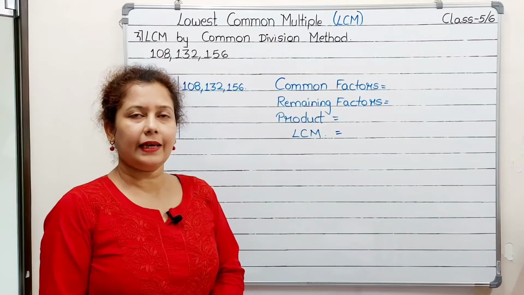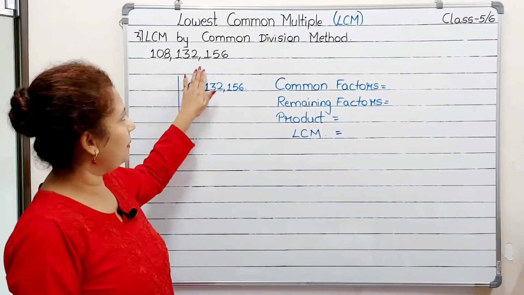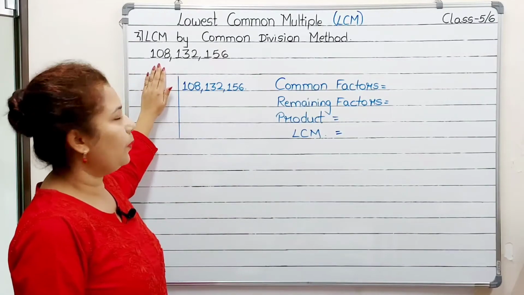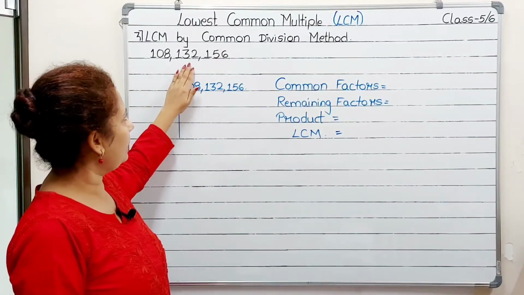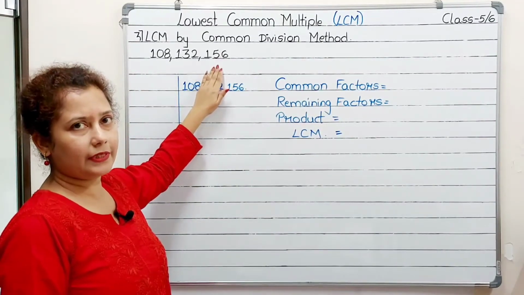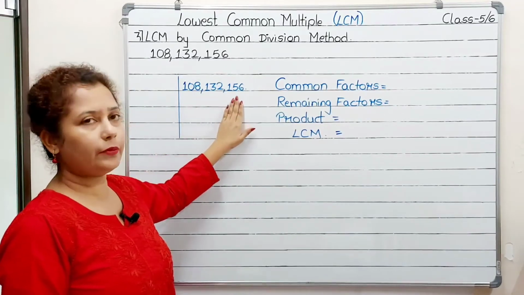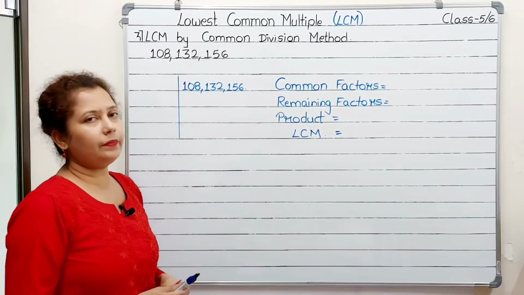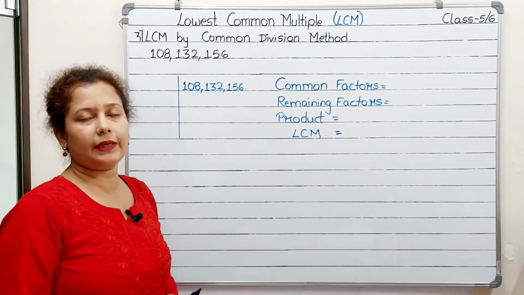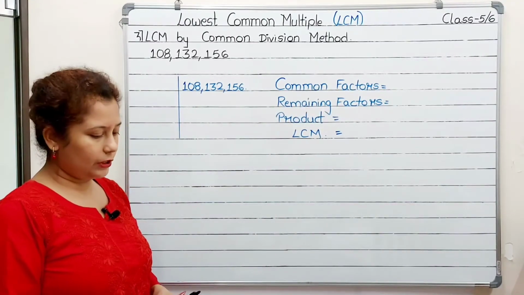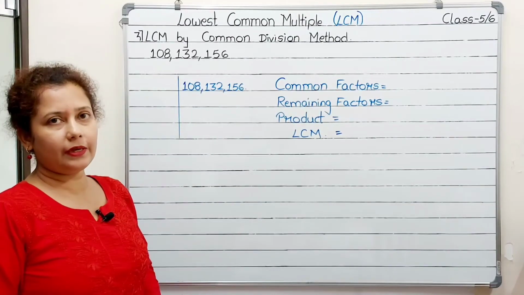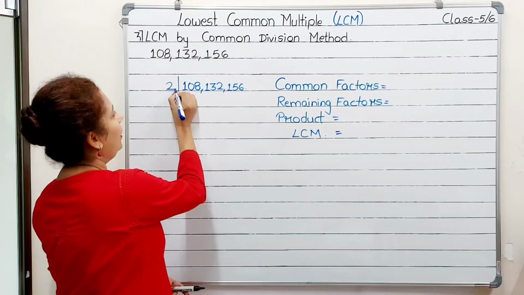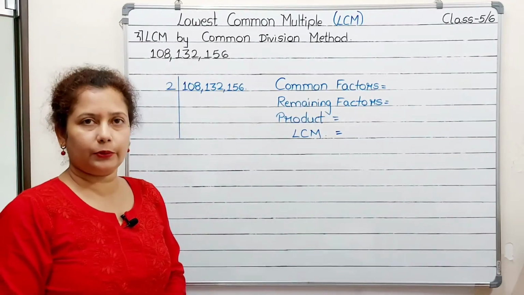Now we will find LCM of large numbers by common division method. The given numbers are 108, 132, 156. First step, we have to write the numbers separated by commas. Second step, we will see if they are divisible by the smallest prime number, that is 2. All are even numbers, so they are divisible by 2. So we will divide all the three numbers by 2.